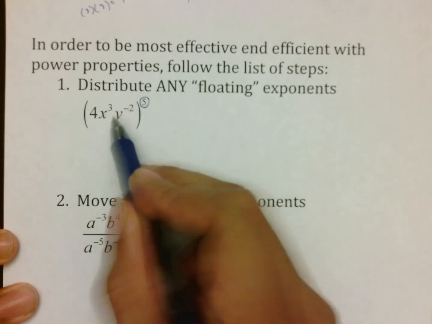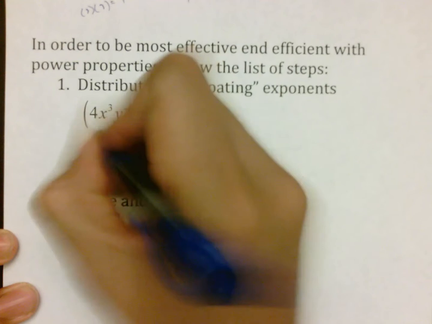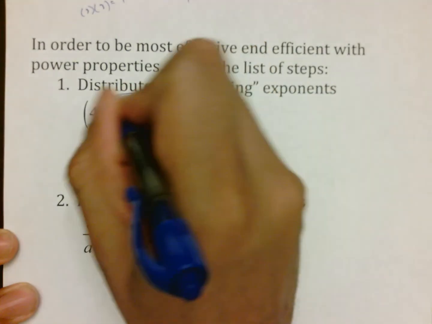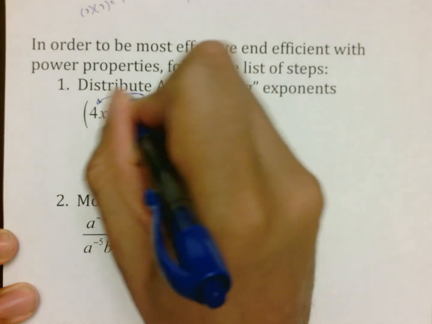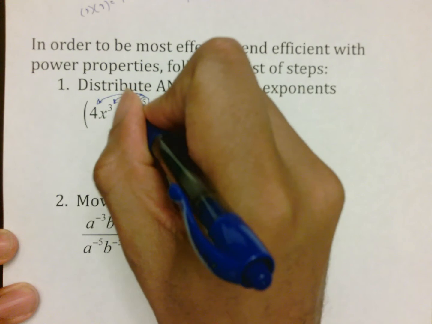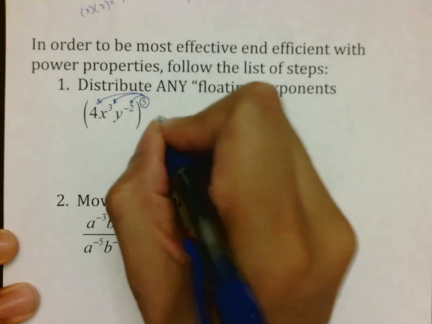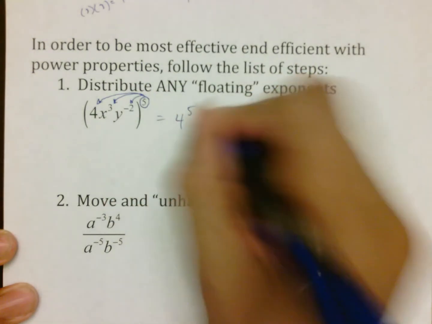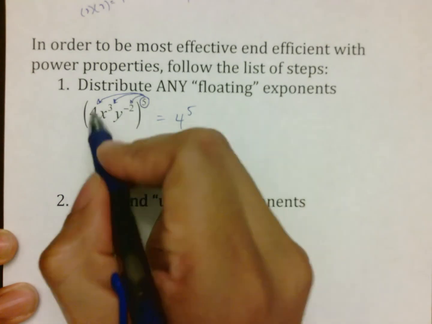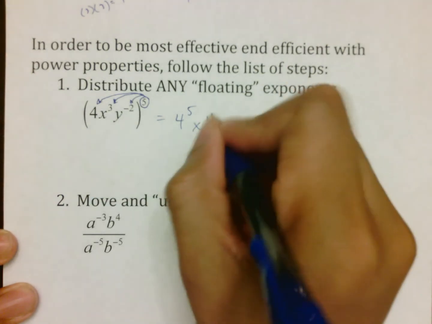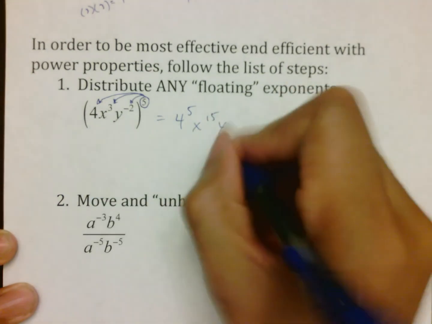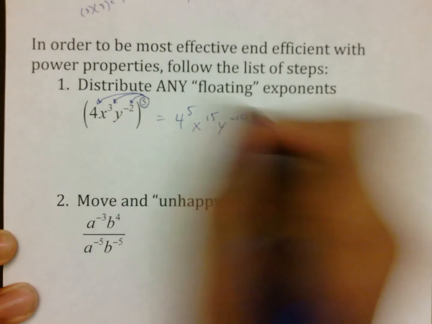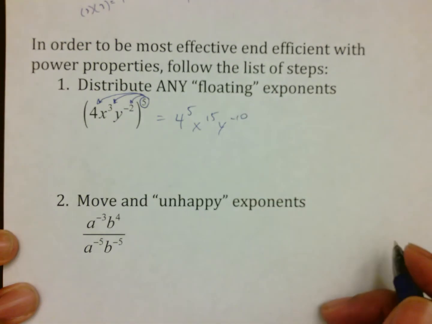Those aren't floating, those are actual exponents. This 5 belongs to a whole set of parentheses. So the first thing you want to do whenever you have a complex problem is get rid of your floating exponents. So you want to rewrite that as 4 to the 5th, because remember, that's 1 times 5, x to the 15th, because remember we distribute it, and y to the -10th. And then from there, you would take whatever your next step was.